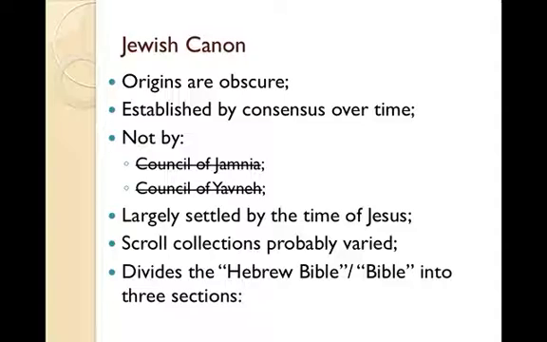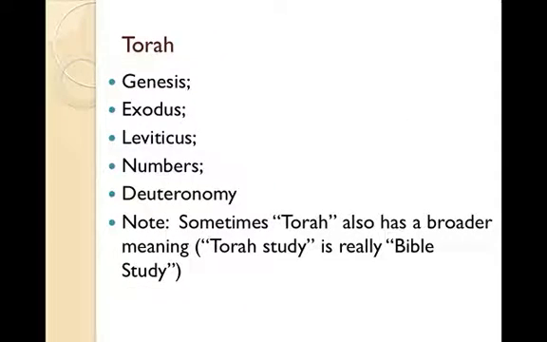So the Jewish canon divides the Hebrew Bible, or what they would just call the Bible, into three sections. The first section is called the Torah, so that's Genesis, Exodus, Leviticus, Numbers, and Deuteronomy. I'm sure you've probably heard this term Torah before. Now, the term Torah also has a broader meaning within Judaism, because the word itself just means instruction. So when Jews talk casually about doing Torah study, what they would really mean is something closer to what we think of as Bible study. So Torah study may include studying books that aren't the first five books of the Bible, or it may include just general religious study, but Jews will often call that Torah study.